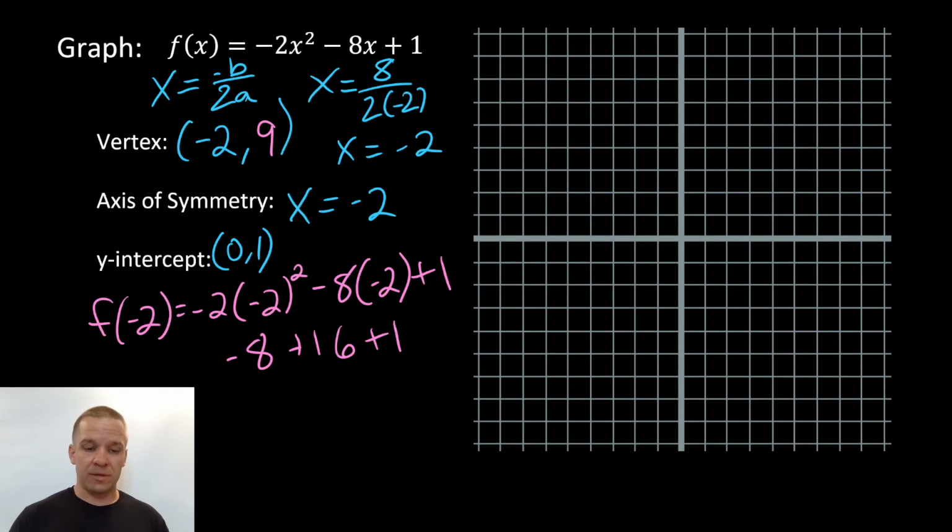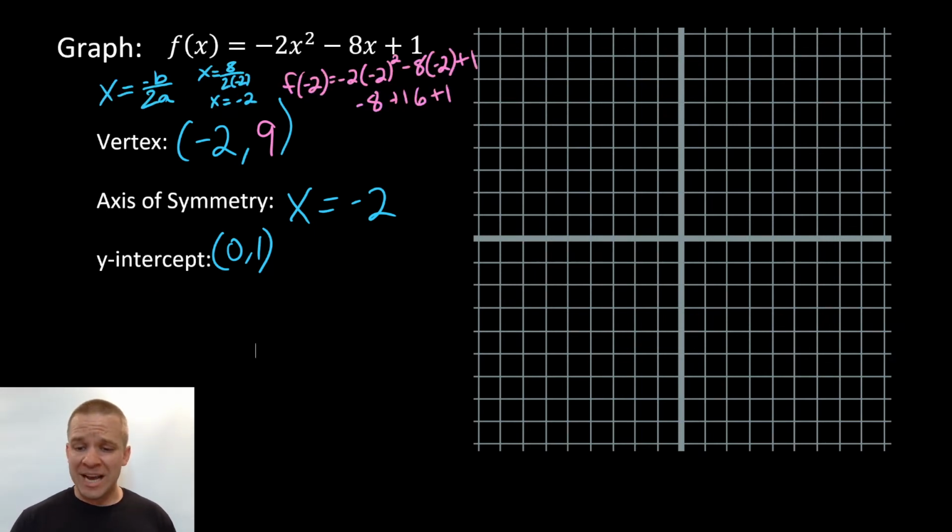Let's go ahead and graph this. So I'm going to go ahead and start with my vertex. That's negative 2, positive 9, which brings me all the way up here. And then I have my axis of symmetry, which is x equals negative 2. That's a vertical line going through that vertex. And we always do that dashed, all right? That way it doesn't look like it's actually the graph of this parabola.